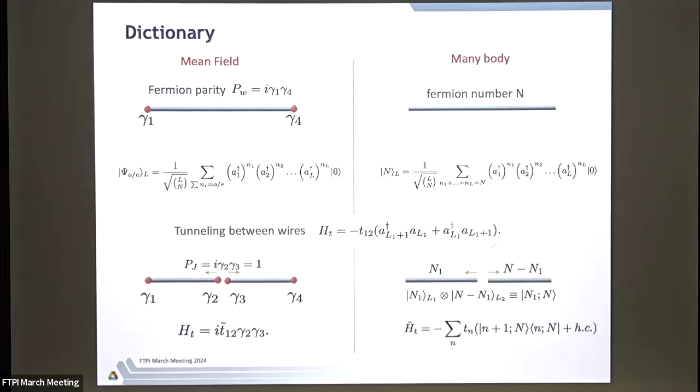But now in the many-body case, in every wire I can have a fixed number of particles. So if I start with n total, it's going to be n1 here and n minus n1 in the other one. So these are going to be my states. That's how I'm going to label them. But now the tunneling will allow me to transfer individual fermions. So in the low energy sector, I end up with this tunneling Hamiltonian, which is rather different from what I get from the Majoranas.